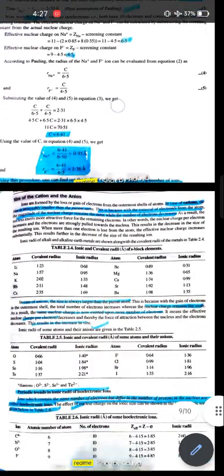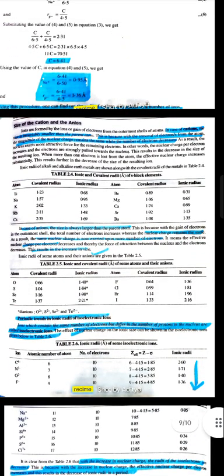Substituting the values of 4 and 5 in equation third, we get the proportionality constant 6.41. Using the value of C in equations 4 and 5, we get the radius of Na+ as 0.95 angstrom and the radius of fluoride as 1.36 angstrom. Now, let us discuss the size of anions and cations.